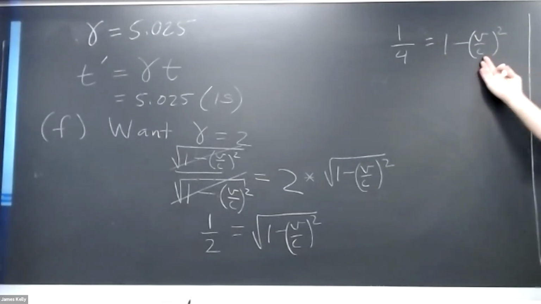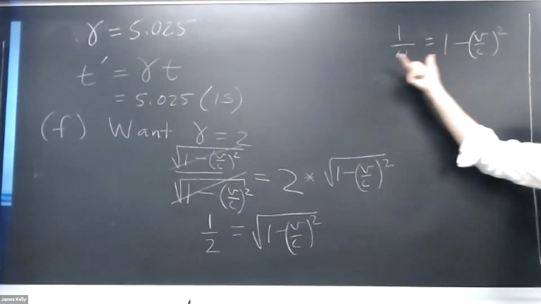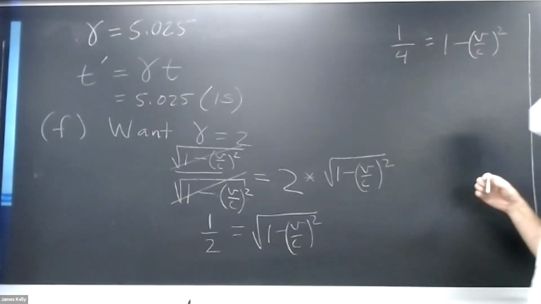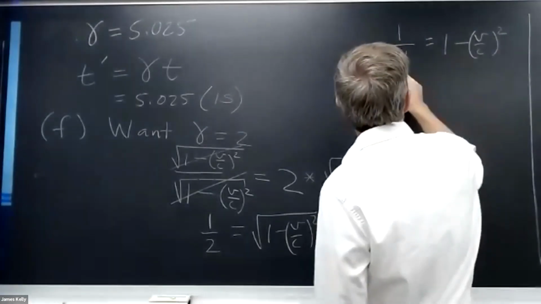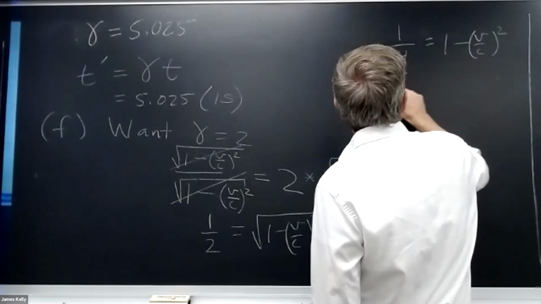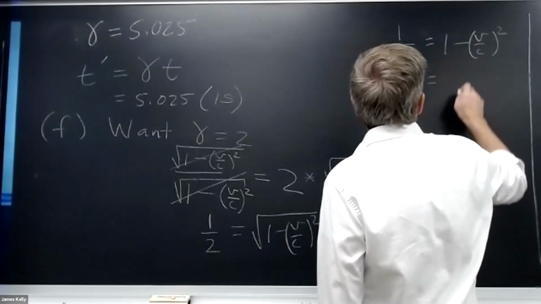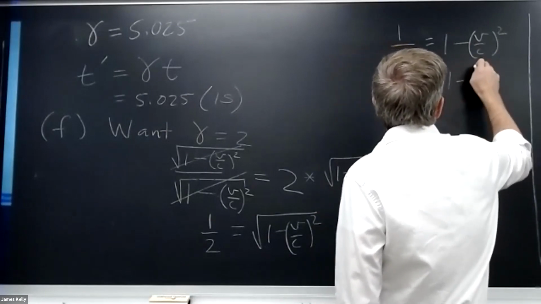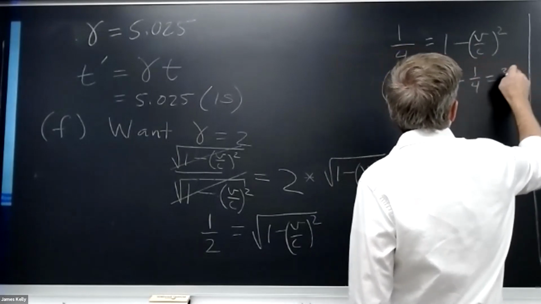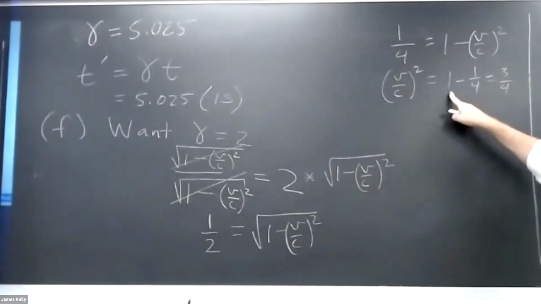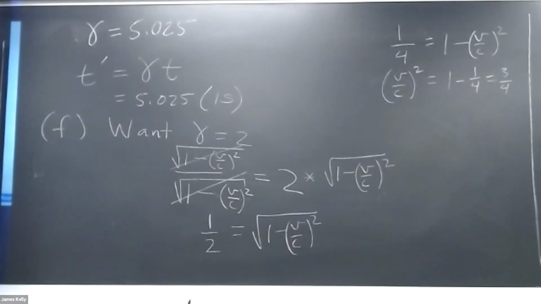And then I just want to get the variable that I'm solving for by itself. So what I could do is add it over onto this side and then subtract the 1/4 off on this side. You can tell me if this is confusing to you. V over c squared then is equal to 1 minus 1/4, which is 3/4, right? 4/4 minus 1/4 is 3/4.